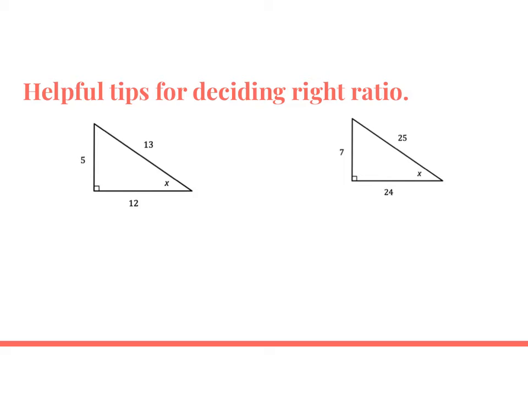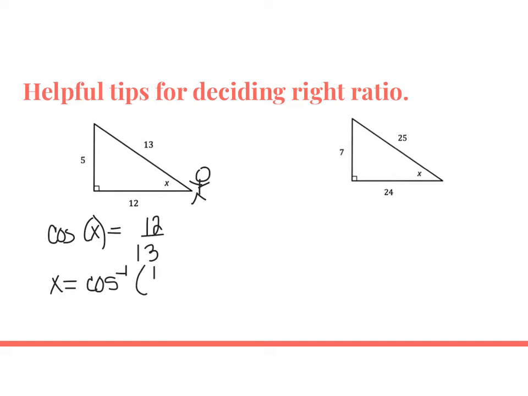So here, let's just pick the angle that we know. Again, I like to draw myself as a little stick figure. For this one, I know all three sides, so I technically could use any of the ratios. So let's just pick one of them. Let's pick cosine. And your ratio for cosine is adjacent over hypotenuse. So x is going to equal inverse cosine of that ratio.